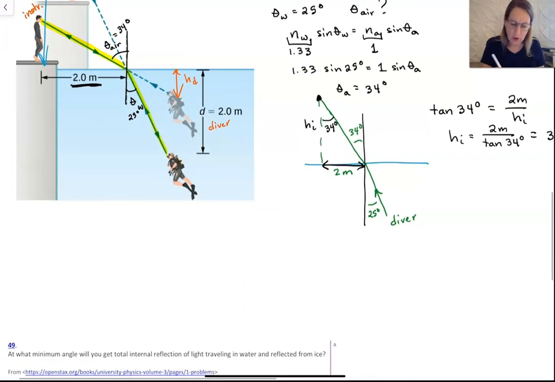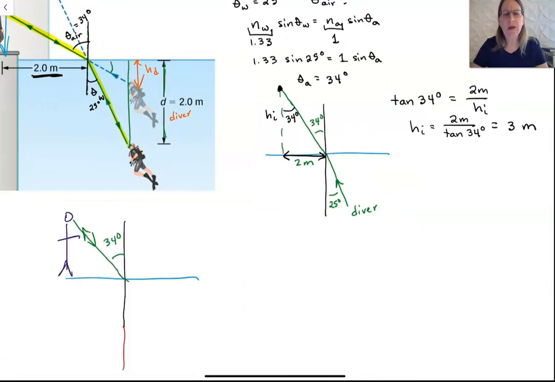So we'll redraw this again. Now we can look to find out the distance that the diver is below the surface. We'll use this drawing for the instructor looking down at an angle of 34 degrees coming into the normal. And so the instructor sees the diver along the straight line, right? That gives us, ooh, this is not a good drawing.